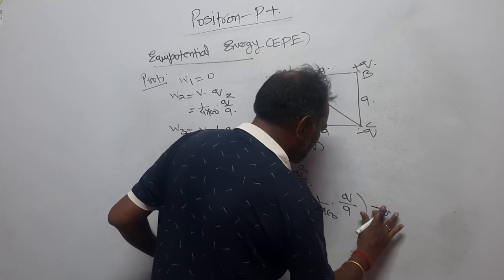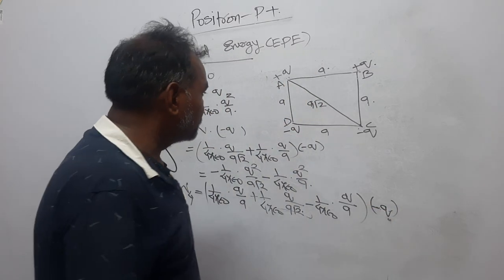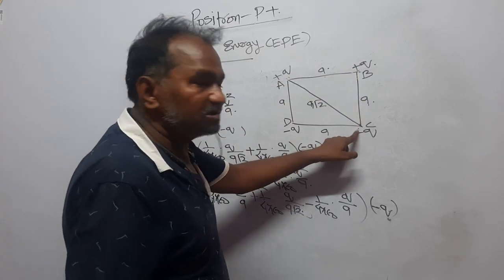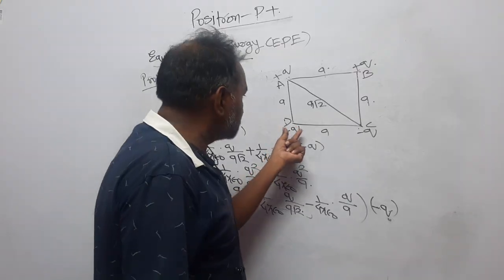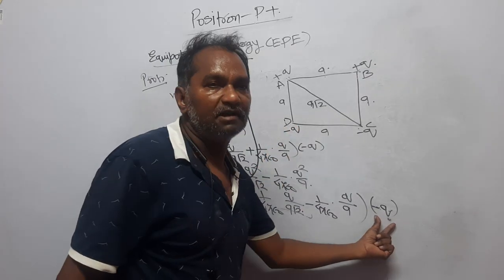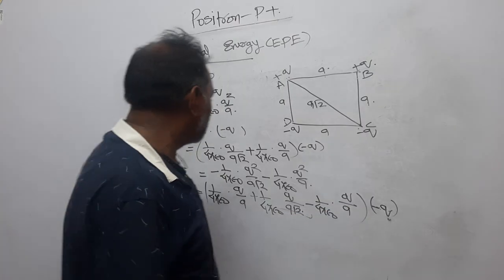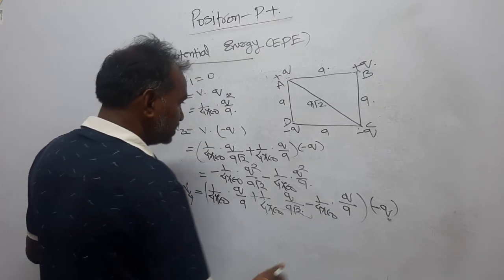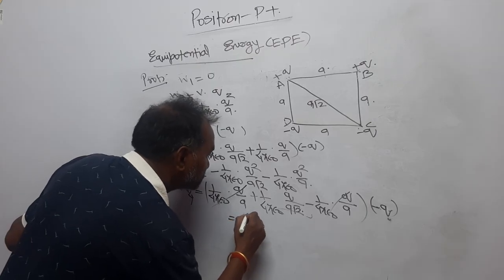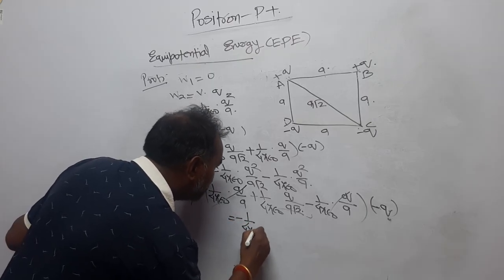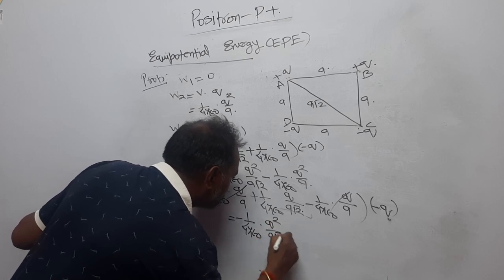W is equal to, dear student, what I had done, W is equal to V into Q. V, due to all these three charges, I found out the potential at point D, and because you are bringing the charge minus Q, multiplied by minus Q, W4 is equal to V into minus Q. Now look here, this would be cancelled, so you are left with minus 1 upon 4 pi epsilon naught Q square by A root 2.